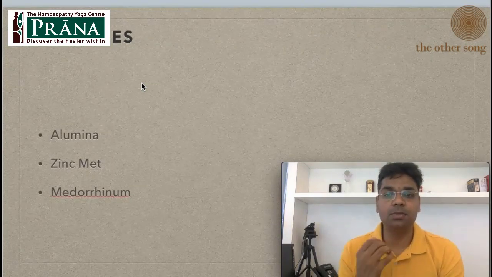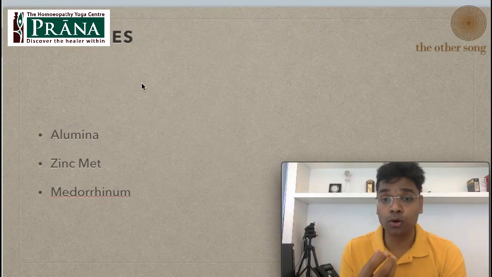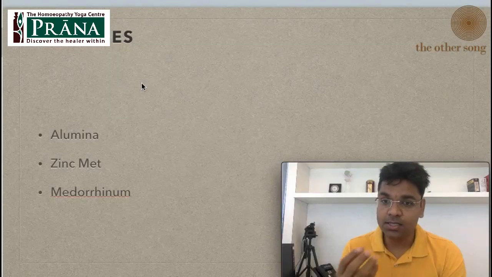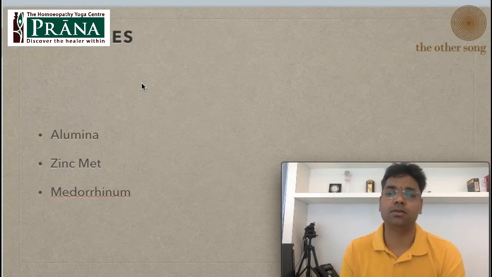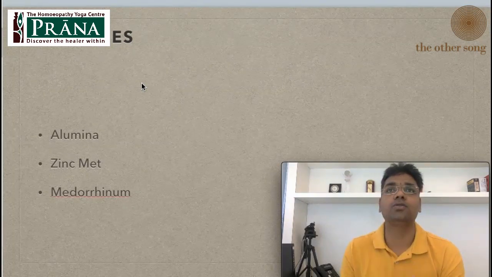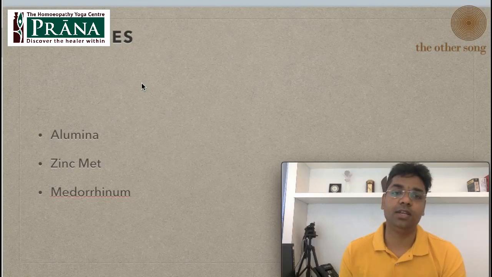Some other symptoms of alumina: I feel like a robot, like I am doing something that others are telling me. I'm just doing whatever is told to me. I per se don't know what to do. I per se am not aware of my own feelings.